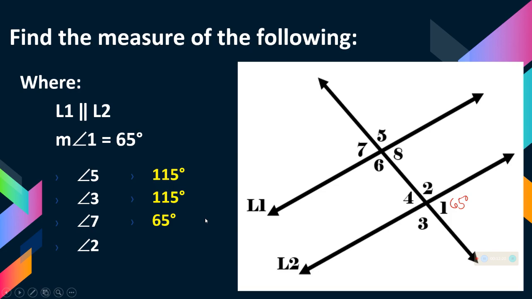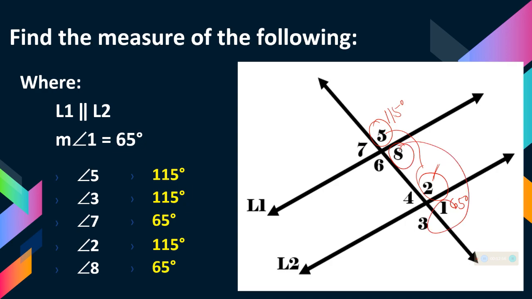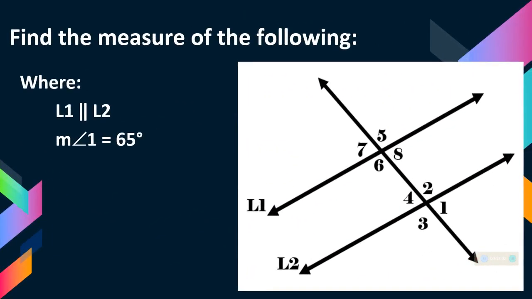Next, how about angle 2? Okay, so we have here angle 2 is 115 degrees. Again, angle 2 with angle 1, they formed a linear pair. Okay, or maybe you can use the measure of angle 5, which is a corresponding angle with angle 2. Since angle 5 is 115 degrees, we also have angle 2 as 115 degrees. Okay, how about the angle 8? Okay, so we have here 65 degrees because if we relate angle 8 with angle 1, they are corresponding angles.